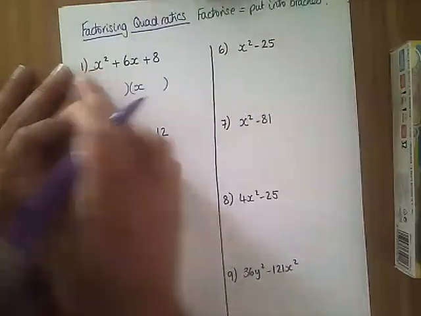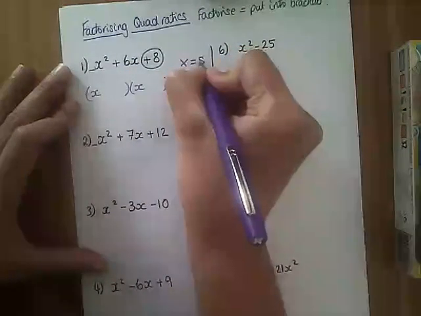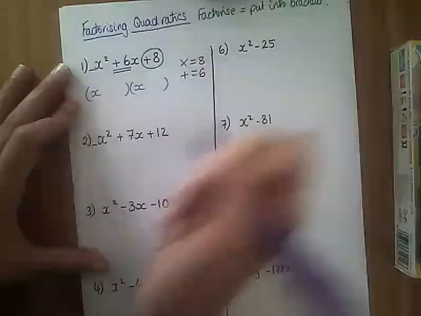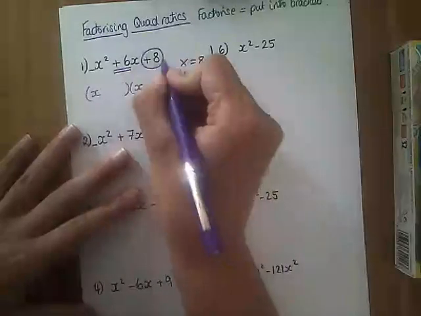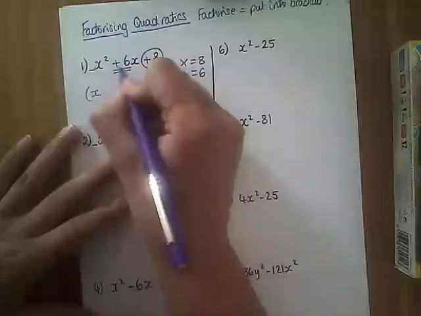You are then looking for two numbers that multiply to get the end number and add to get the number in front of x. So here we've got to times to get 8 and add to get 6. So you're timesing to get the number on the end, the number that hasn't got an x in, and you're adding to get the number in front of x.